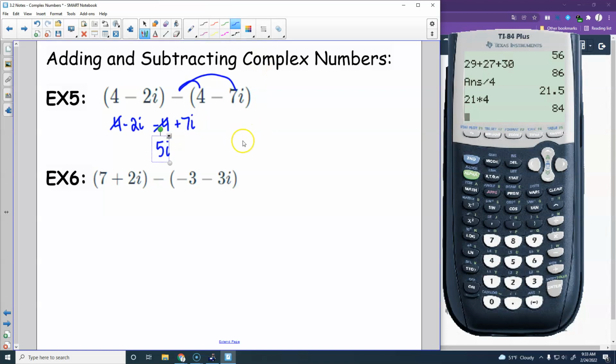You're not multiplying there. You're just adding or subtracting, so don't do I squared. All right, here, same thing. 7 plus 2I plus 3 plus 3I. So if we combine our whole numbers, we'll get 10. And then 2I and 3I will give us 5I.